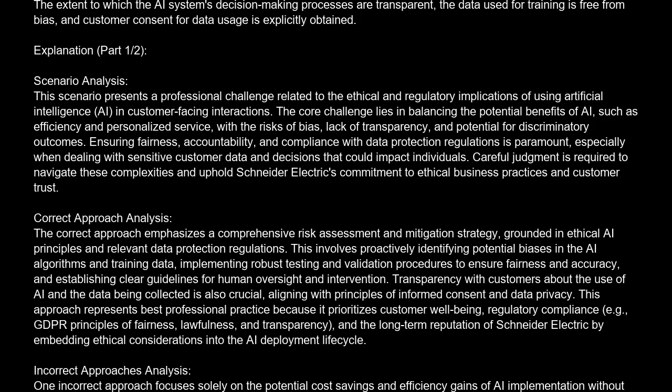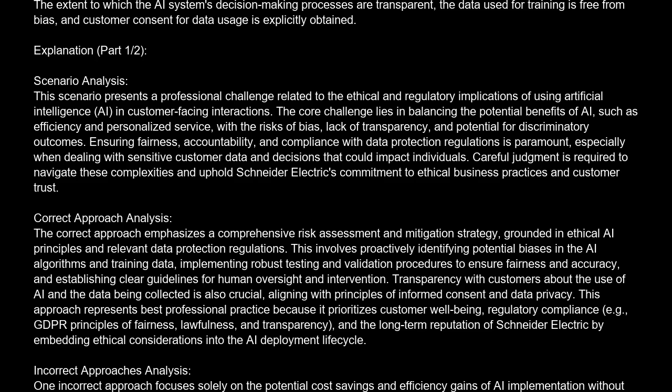The correct answer is A. The extent to which the AI system's decision-making processes are transparent, the data used for training is free from bias, and customer consent for data usage is explicitly obtained. Explanation. Scenario analysis. This scenario presents a professional challenge related to the ethical and regulatory implications of using artificial intelligence (AI) in customer-facing interactions. The core challenge lies in balancing the potential benefits of AI, such as efficiency and personalized service, with the risks of bias, lack of transparency, and potential for discriminatory outcomes.